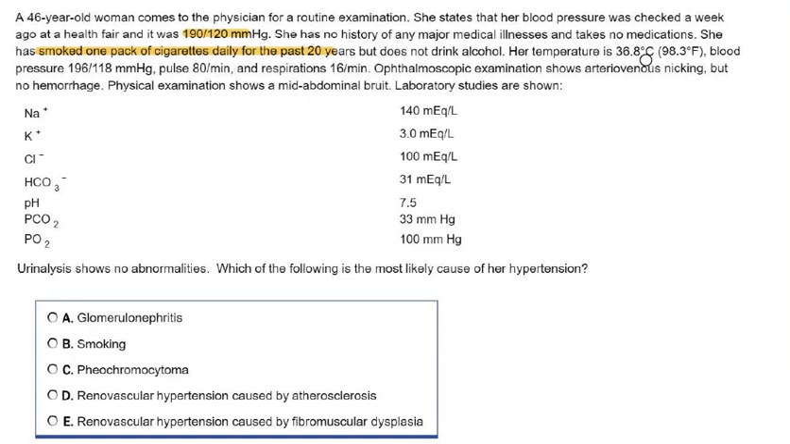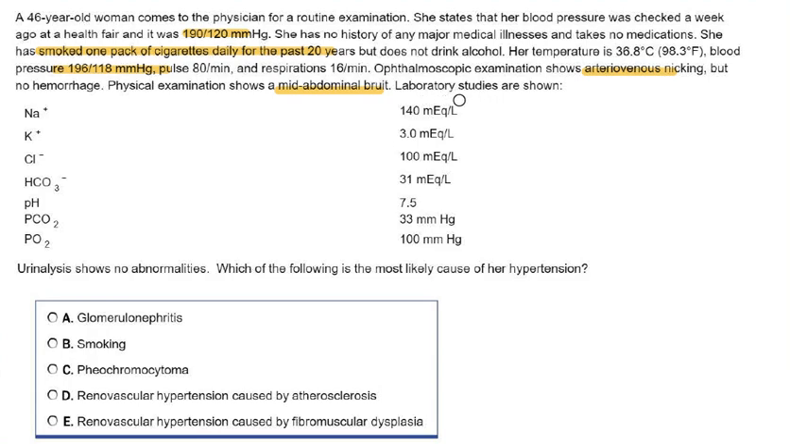Her temperature is normal, she's afebrile. Blood pressure is 196 over 118. Ophthalmoscopic examination shows arteriovenous nicking but no hemorrhage, so it is like malignant hypertension. Physical examination shows a mid abdominal bruit. It's a big hint. Most of you have understood what the question is asking about.